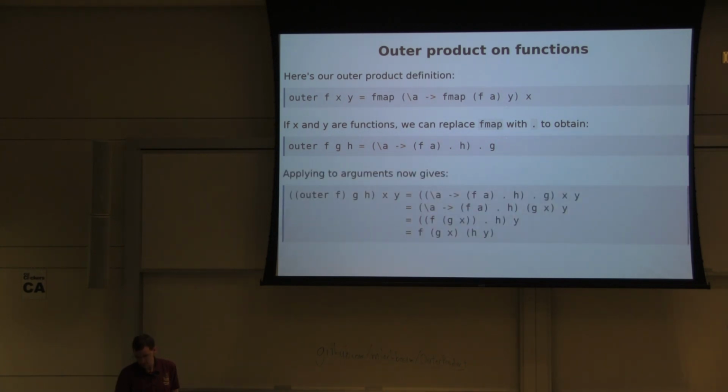And now I'm going to apply this to 2 arguments. So outer product of f on g and h, giving me a twice nested function on x and y. So this thing applied to x and y. I'm going to expand the composition, which applies g to x. Then I'm going to do a substitution into the lambda here. So the usage of a is right here. This gives me f of g of x composed with h. Then I apply composition one final time, and I get that outer f on g and h. So the f outer product on g and h is the function that sends x and y to f of g of x and h of y.